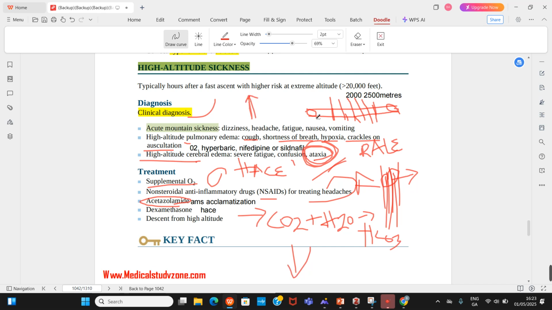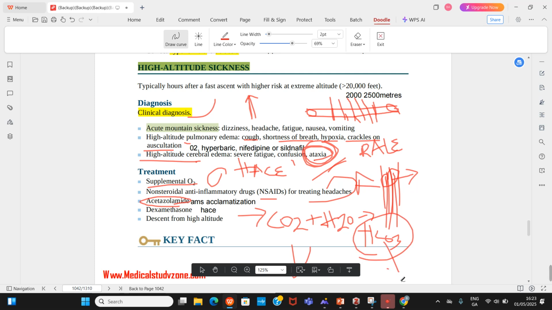So a lot of alkali. So why not just stop the production of the alkali? That means they will drop the bicarbonate so that they can induce metabolic acidosis, to take care of the respiratory alkalosis. So that's the idea behind giving acetazolamide.